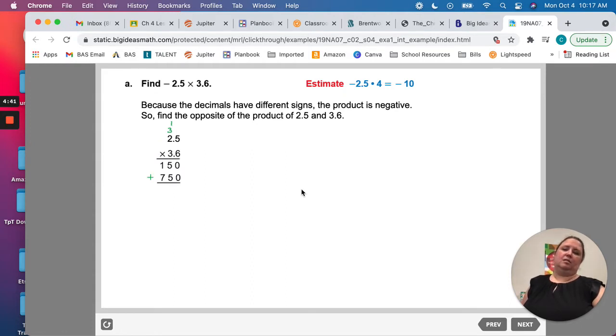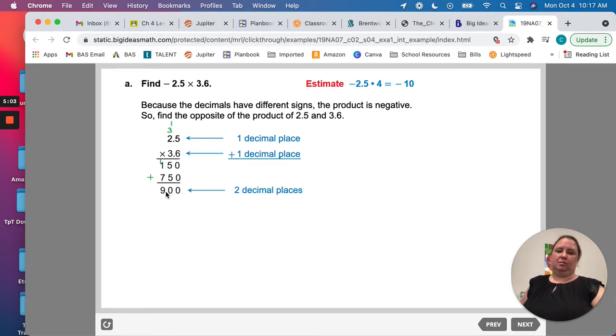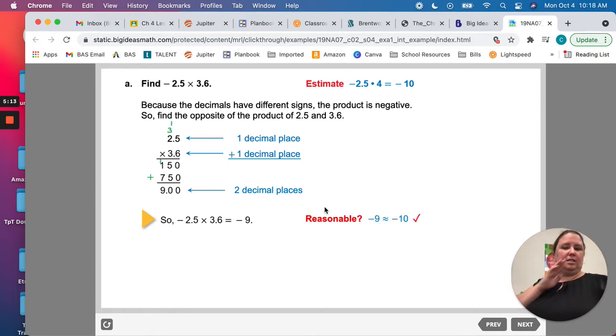0 plus 0 is? 0. 5 plus 5 is? 10. Carry the 1. 7 plus 1 plus 1 is? 9. Okay, now where do I put my decimal? How many numbers are to the right of a decimal here? There's 2. So I'm going to count twice and put a decimal. So 1, 2, put a decimal. So my answer is a negative what? Negative 9. Any questions on how we did this? No. All right, so that was A.